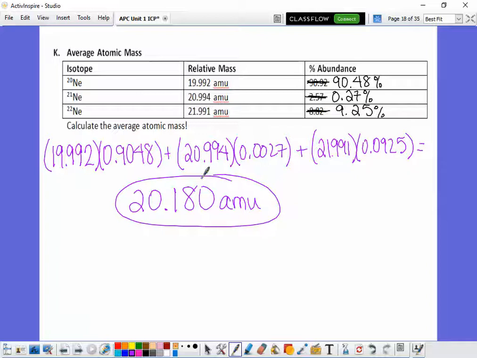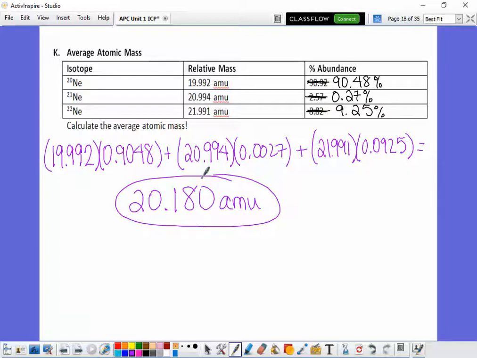Cool. This isn't going to be a huge topic on the AP exam. There might be like a multiple choice question about this. Or it might be part of a free response. It's not a huge topic, but you still need to know how to do it.